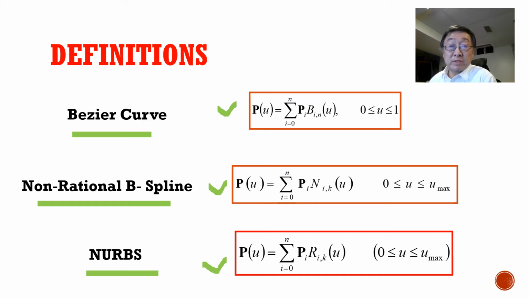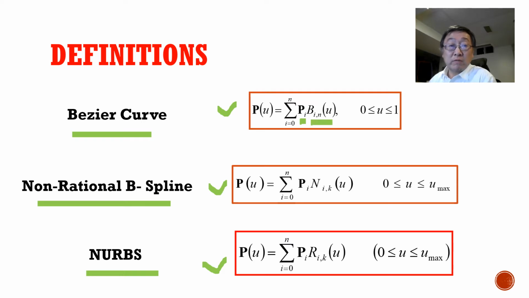You may notice that the governing equations are similar, right? The equation is a polynomial, so in total there are n plus 1 terms, and each term is associated with a specific control point. So basically there are n plus 1 control points in total. Each term is the product of the position vector of the control point times the corresponding function.